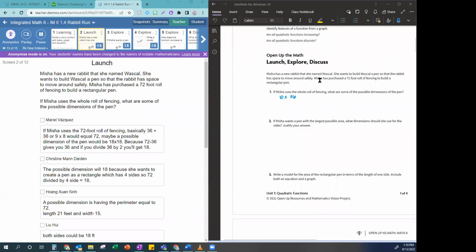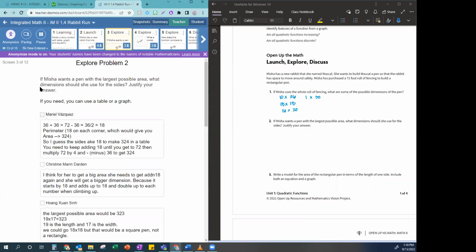You guys all said 18 by 18. Apparently you guys like squares, which is nice. You could have even done 16 by 20. A lot of options here. A weird rectangular fence would be 1 by 35. Maybe they just had that strip of the side of the house that the bunny can run around in, kind of thing. I don't know. So there's a lot of different options. So hopefully that makes sense.